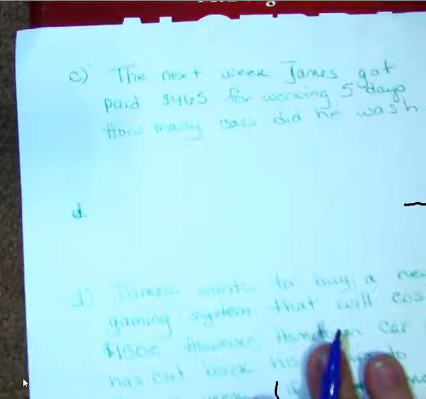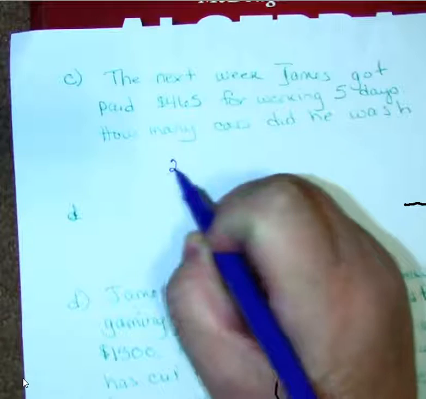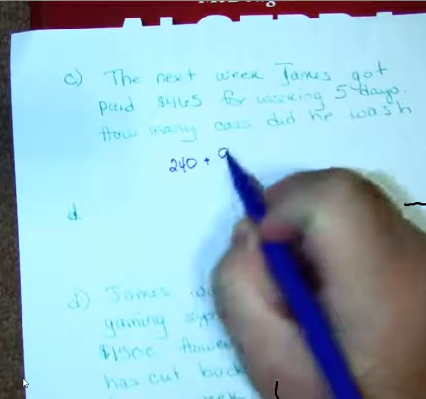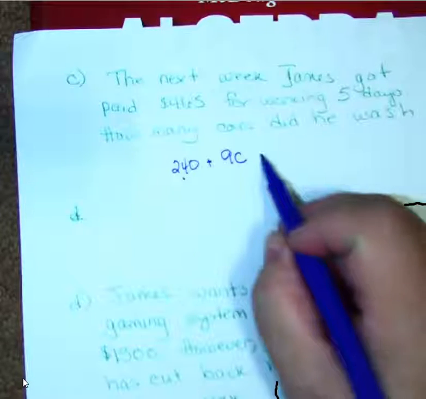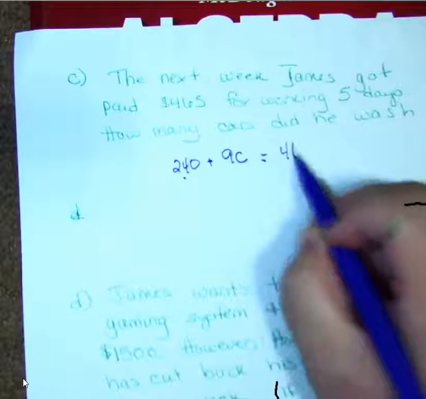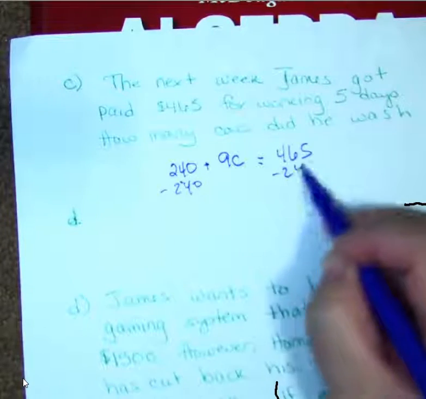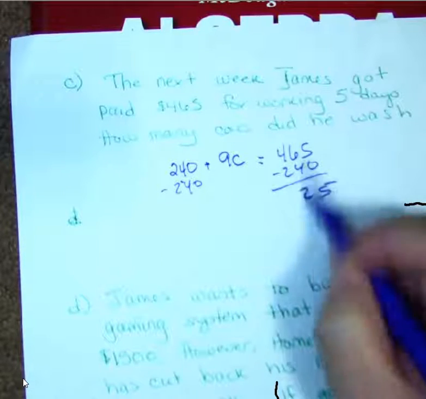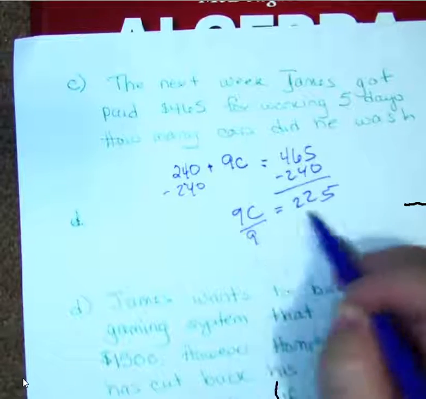It's late at night. Alright, so next week, he got paid $465 for working 5 days. How many cars did he wash? Well, we're going to stick with our 240 plus 9c because he worked 5 days at $48 a day, and he gets $9 a car, and he made $465, right? We're going to subtract our 240. 225 equals 9c. And then we just divide by 9.